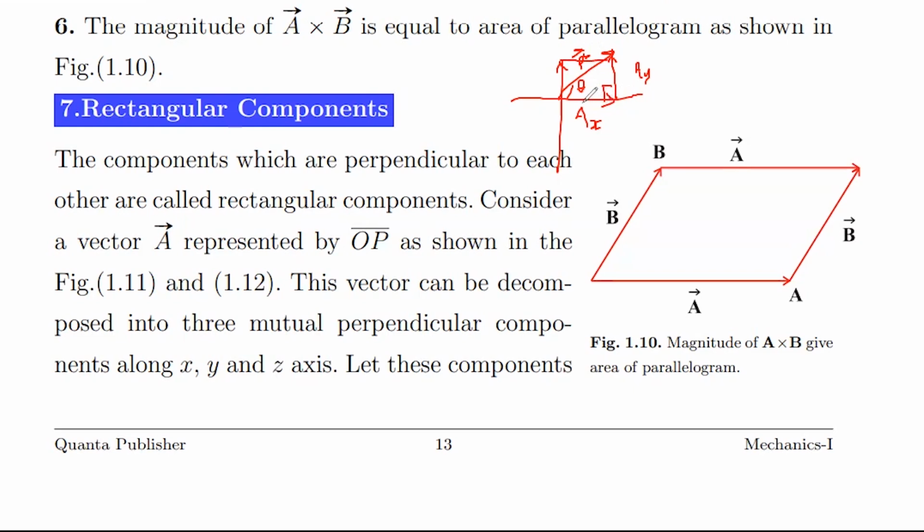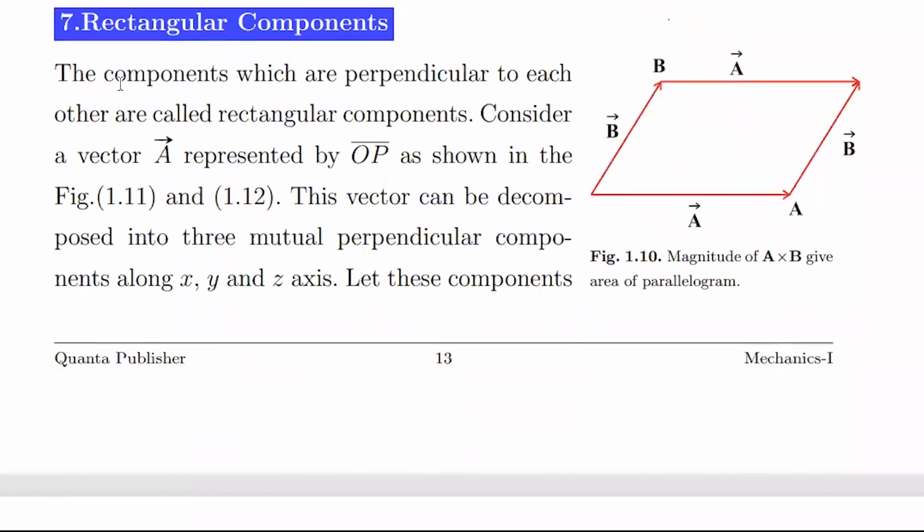You can see here, vector A has components AX and AY, and this one is also AY. There is a rectangle. These two components are combined by the head to tail rule and give a rectangle. That's why we call these two components rectangular components. There is another definition of rectangular components of vectors. The components which are mutually perpendicular to each other are called rectangular components.